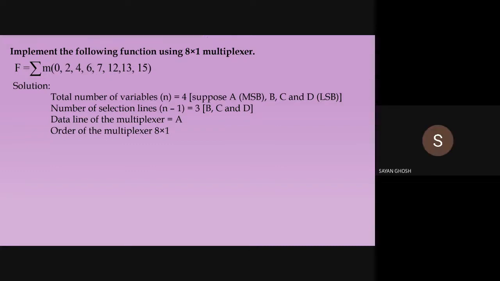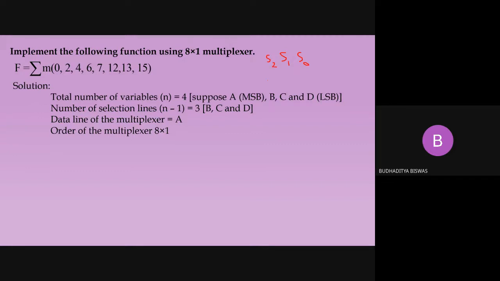So BCD, sir. Very good, because A is the MSB, A should be considered as the data line of the multiplexer. A should not be connected to any selection line. The rest of the variables, that means B, C, D, should be connected to the selection lines of the multiplexer. Now let me check, if 3 selection lines are there, because it is an 8x1 multiplexer, the total selection lines should be 3. Total 3 selection lines are there, S0, S1, S2.